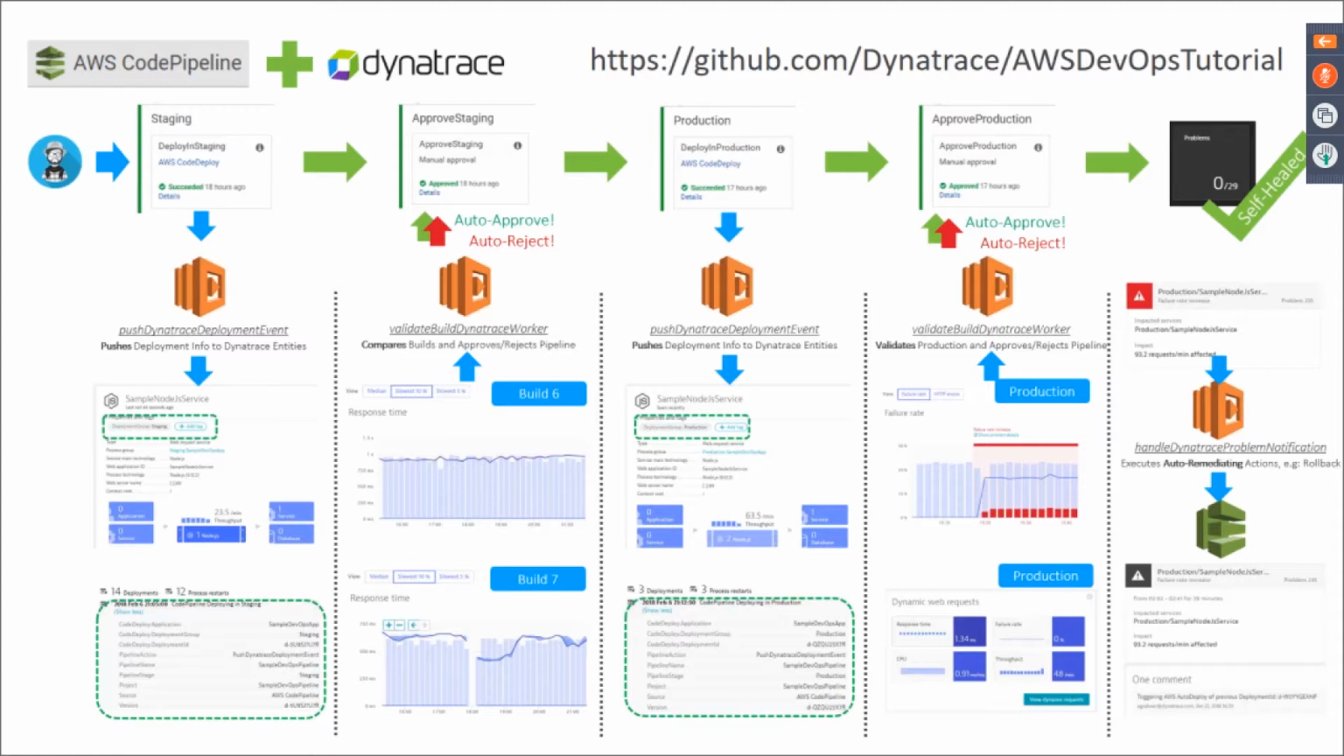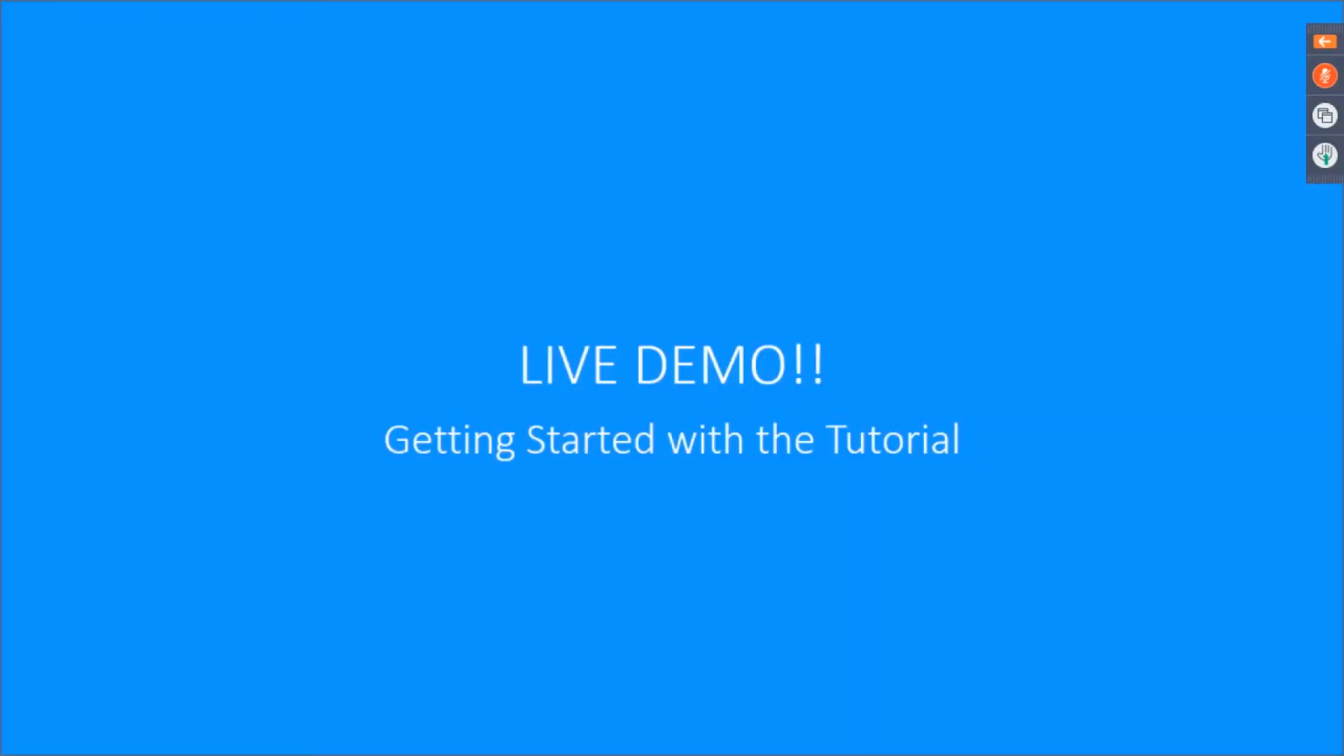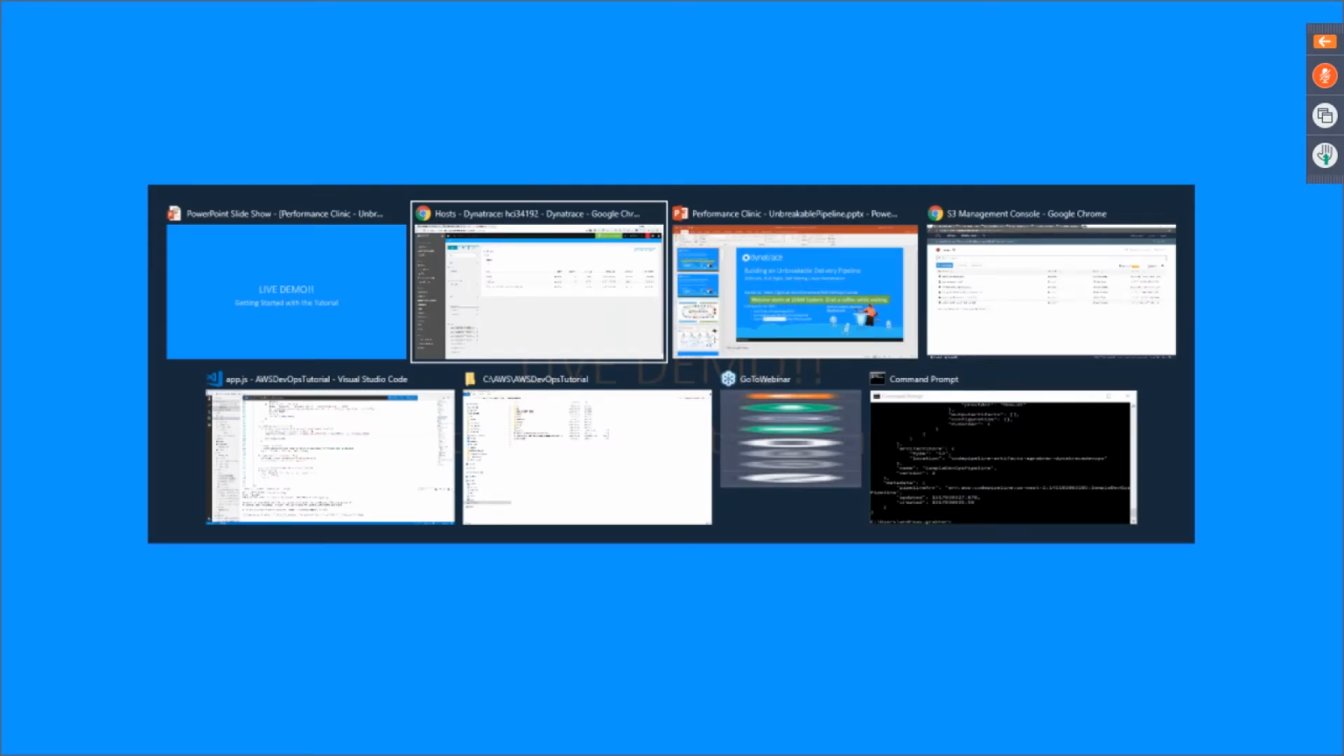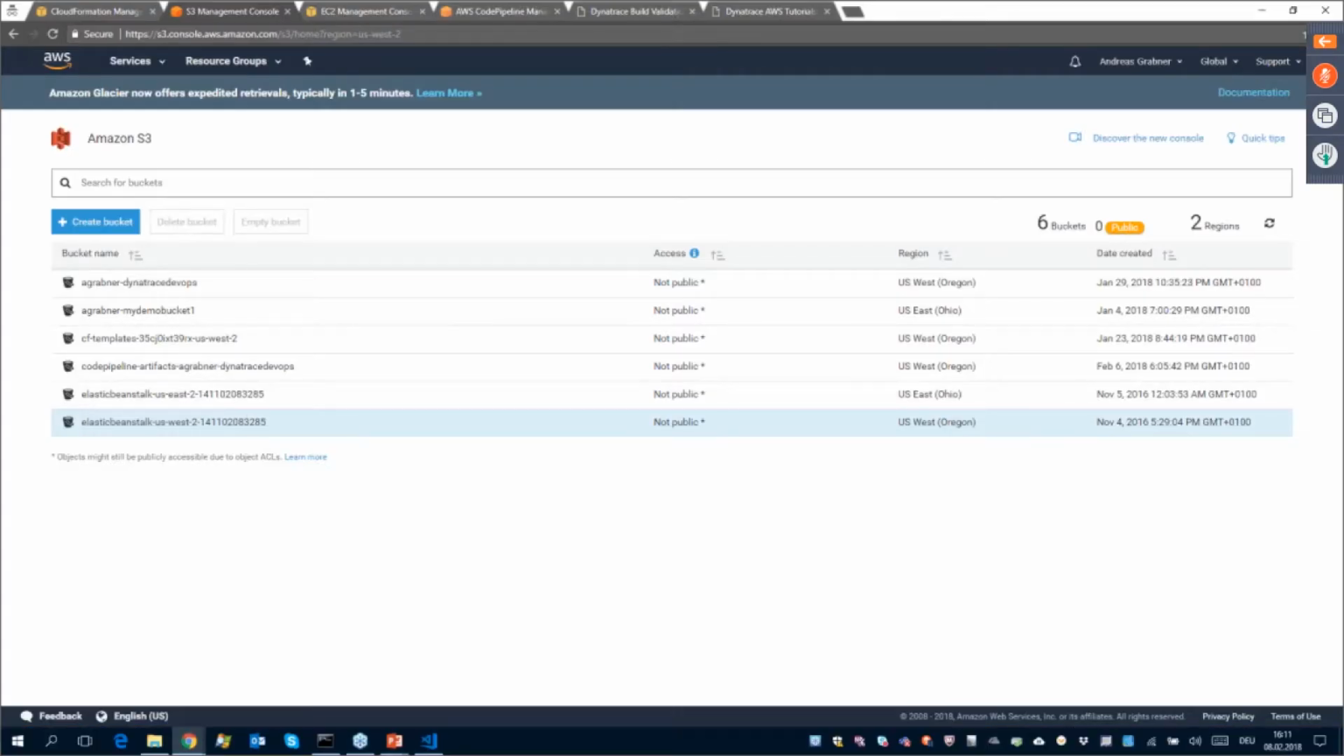I have quality gates along the way, and in case I push something into production and something fails, I can execute auto-remediating actions. All the stuff that you see here is on this GitHub repo, all the source code, everything is out there. So now, let me quickly go into a live demo before I explain the individual steps. And again, for those people that are online, feel free to ask questions. Put your questions into the question feature.